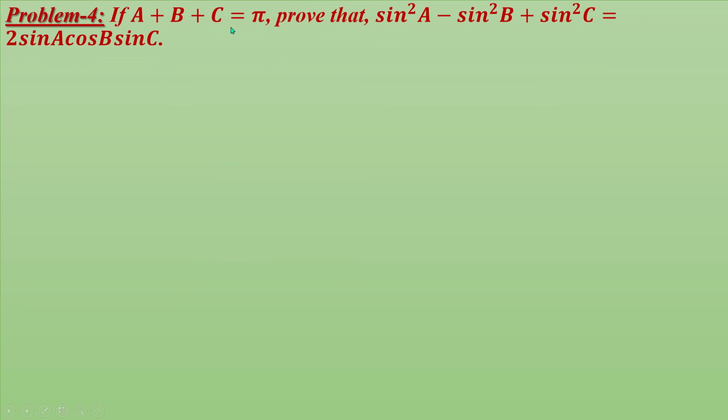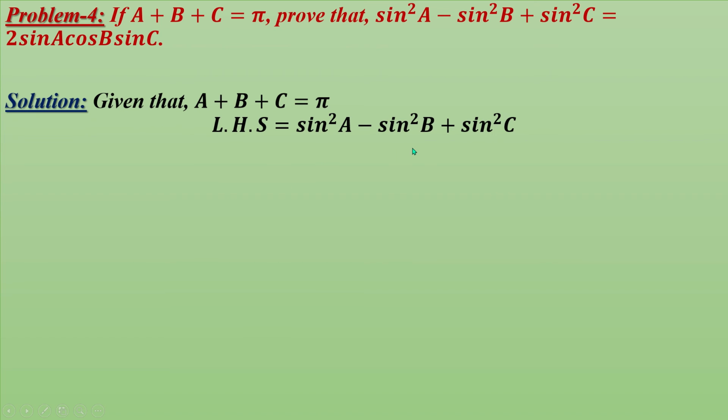For number 4, if A plus B plus C equals pi, prove that sin square A minus sin square B plus sin square C equals 2 sin A cos B sin C. This is the given condition. The left hand side is this, as here is sin square, here is sin square.